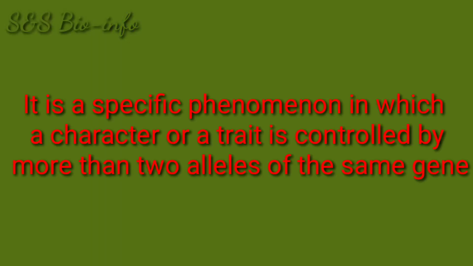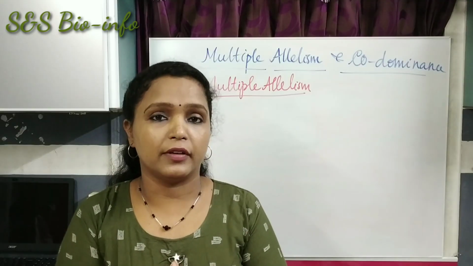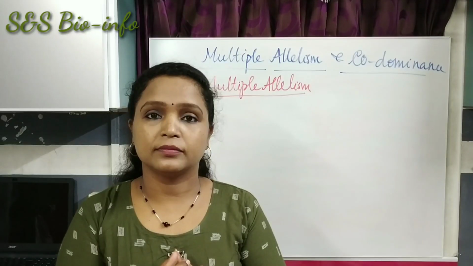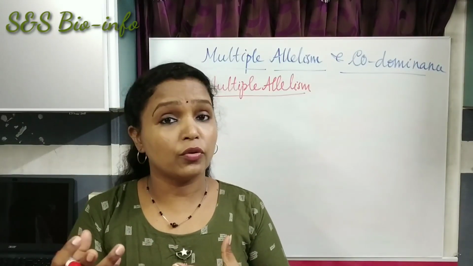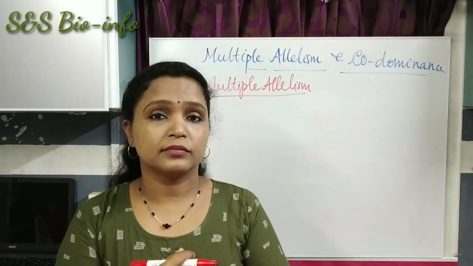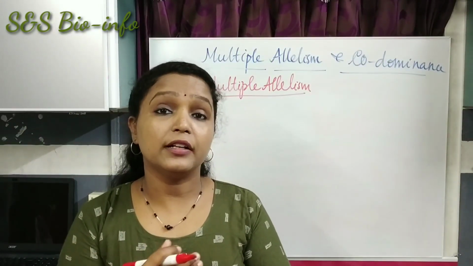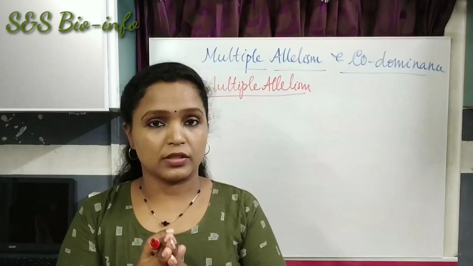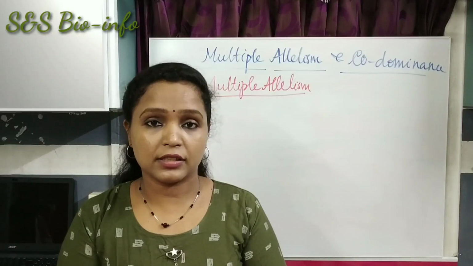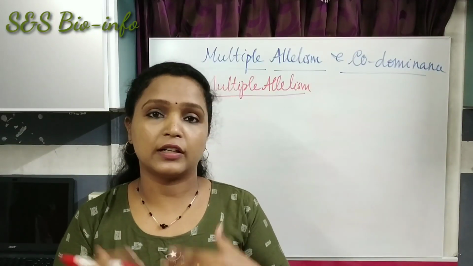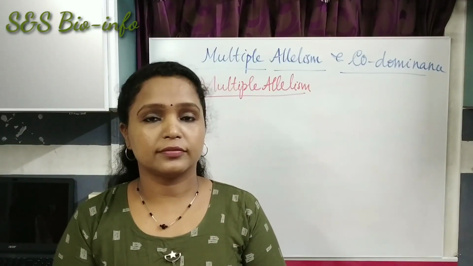It's a specific phenomenon in which a character or a trait is controlled by more than two alleles of the same gene. In a simple way, I can tell you that a gene has more than two alleles, 3, 4, 5 or many, that controls a specific trait in a particular species. It is seen in the human species, in the species of cattle, in the species of other plants, and so on.